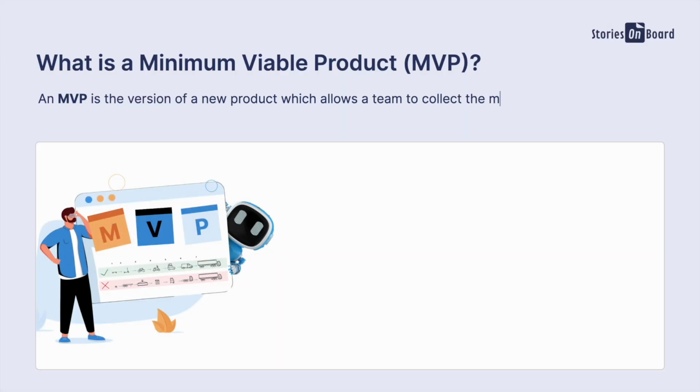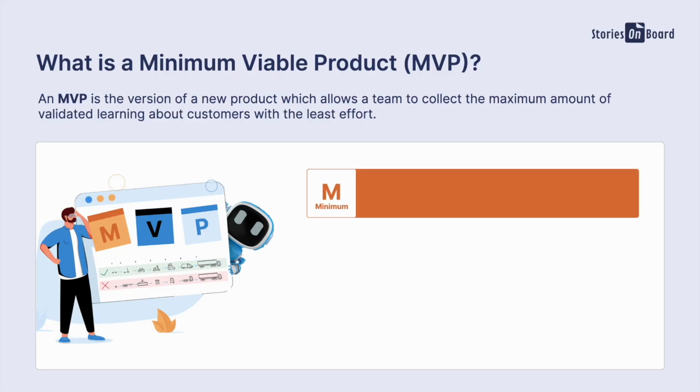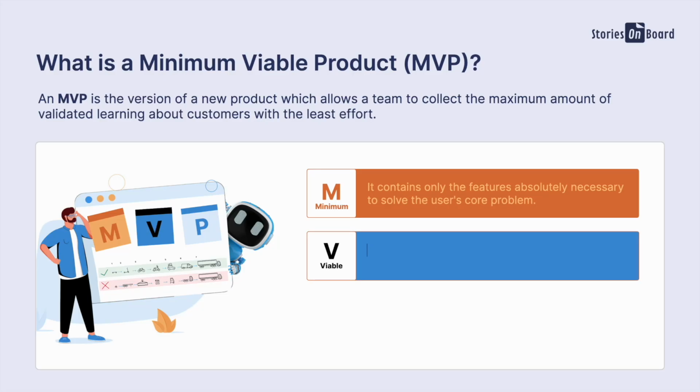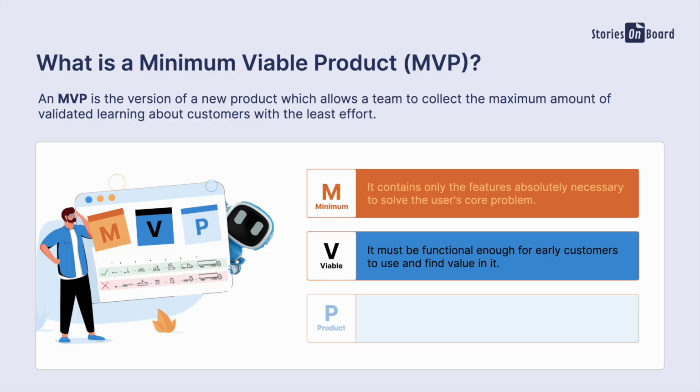Before we do that, first let's understand what exactly a minimum viable product is. In simple terms, an MVP is the version of a new product which allows the team to collect the maximum amount of validated learning about the customers with the least effort. It should be minimum: it contains only the features absolutely necessary to solve the user's core problem. It should be viable: it must be functional enough for early customers to use and find value in it. And it should be a completed, shippable end-to-end experience that you can deliver.